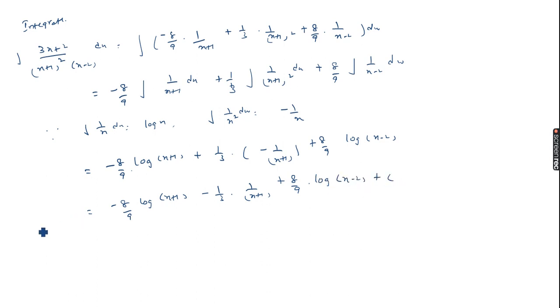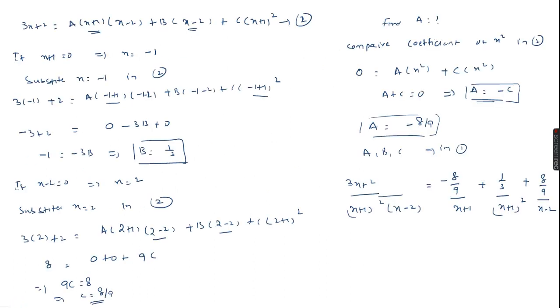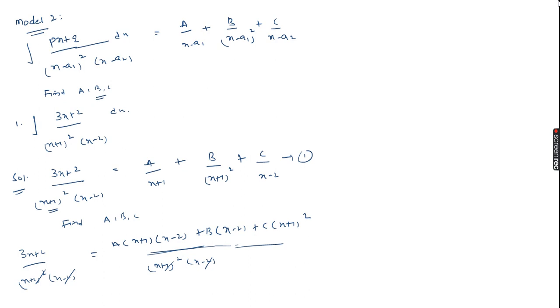After that integration we can add c, that is (3x plus 2) by ((x plus 1) whole square into (x minus 2)) into dx. So for summary, here what is the model? The model is (px plus q) by ((x minus a1) whole square and (x minus a2)). Here one factor is repeated. If one factor is repeated, it can be written twice.